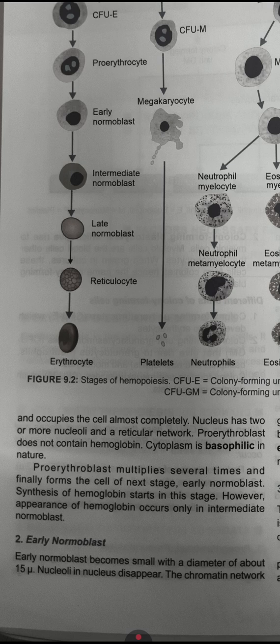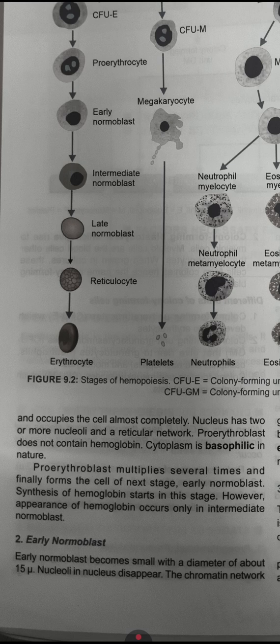Now synthesis of hemoglobin is getting started. However, the appearance of hemoglobin occurs only in the intermediate normoblast. In the early normoblast stage, the synthesis of hemoglobin is started, but it doesn't appear. It only appears in the intermediate normoblast stage.